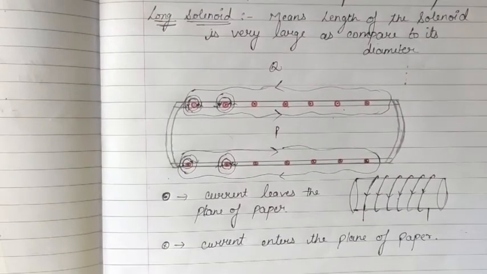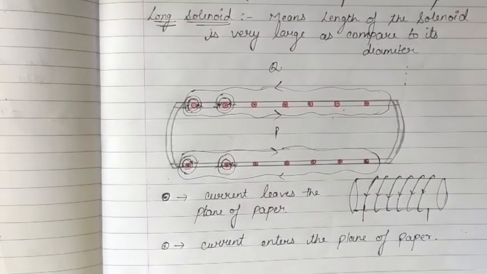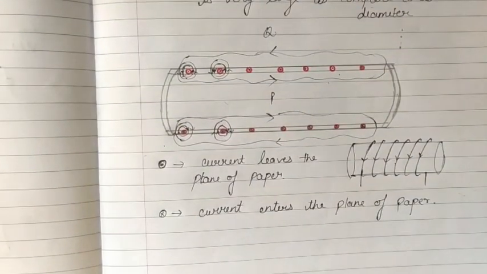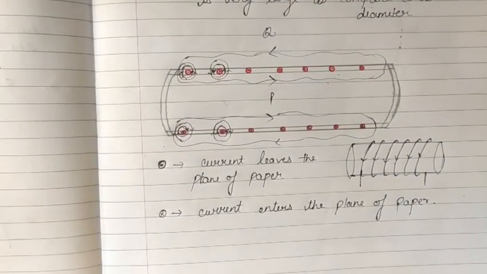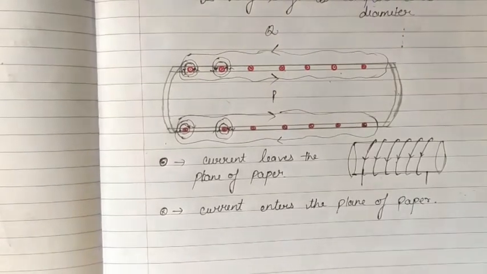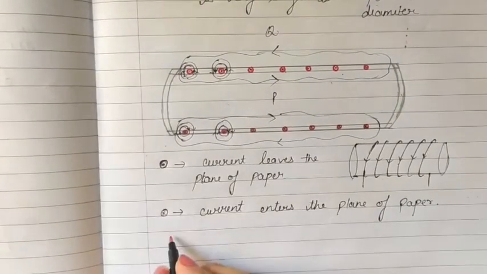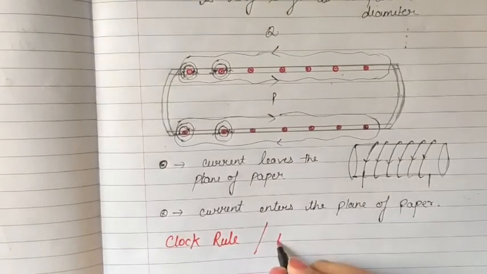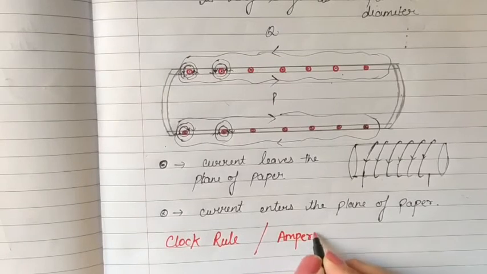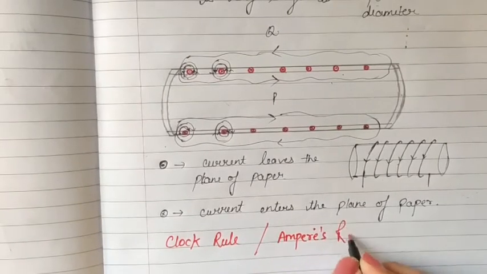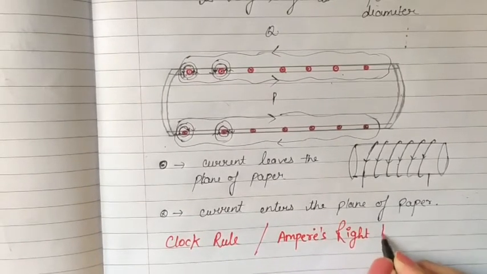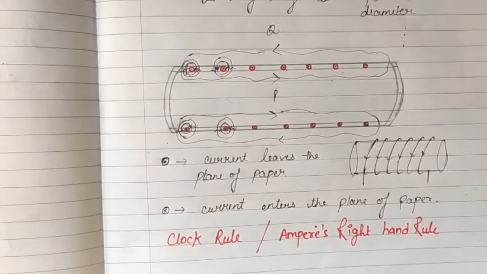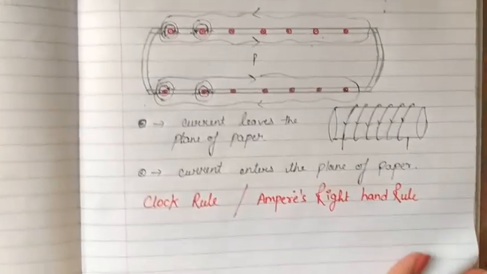Now one more thing we should know is Ampere's right hand rule. To define the magnetic field lines completely, we should know the clock rule or Ampere's right hand rule, how it works. So I am talking about the clock rule or Ampere's right hand rule. Now this works like this.